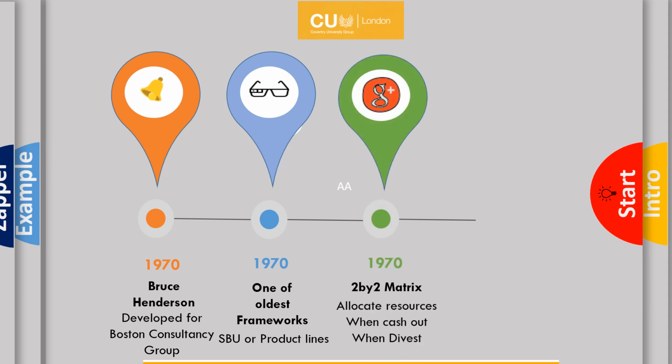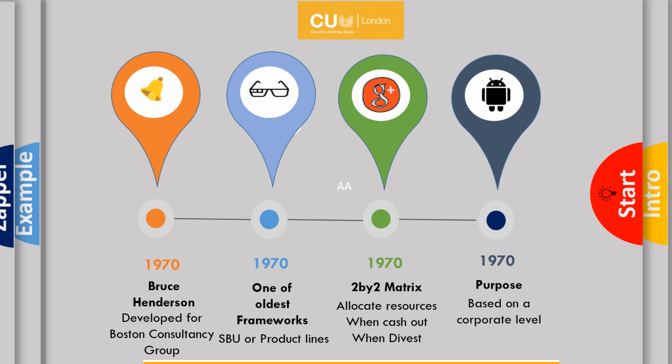The model itself is a 2x2 matrix, and the purpose of it is to determine where to allocate resources, when to cash out, and when to divest in terms of strategic business units and business lines. And this is very, very important for a company. Hence the reason why I still believe it's still useful in today's environment.